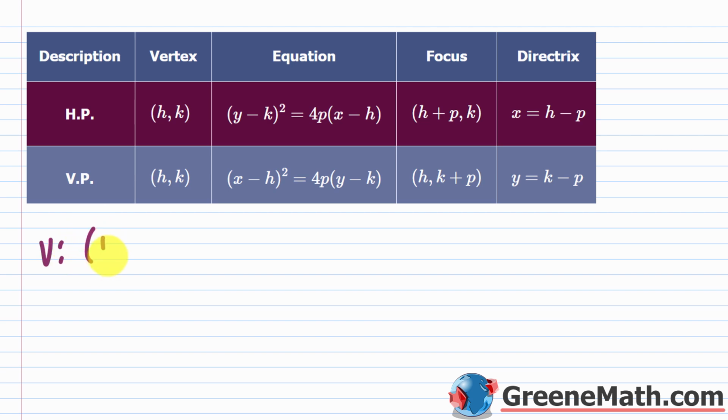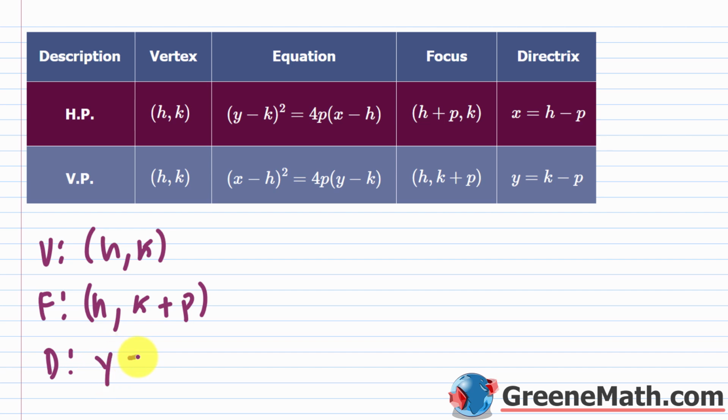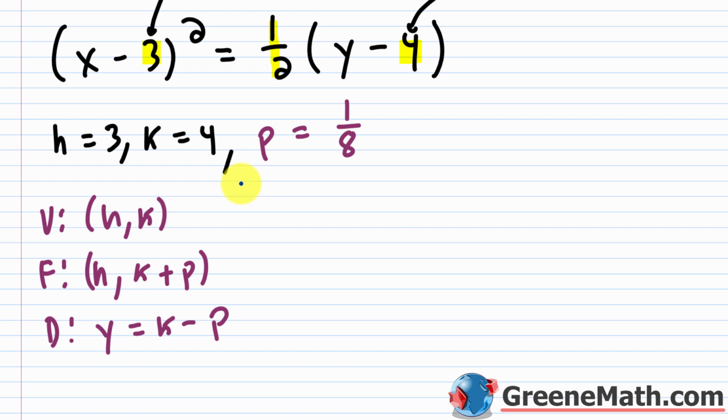So the vertex, again, is h, comma, k. The focus is going to be h, comma, k plus p. And the directrix is going to be the horizontal line, y equals k minus p. All right, let's come back and paste this in, and I'll put a little border.